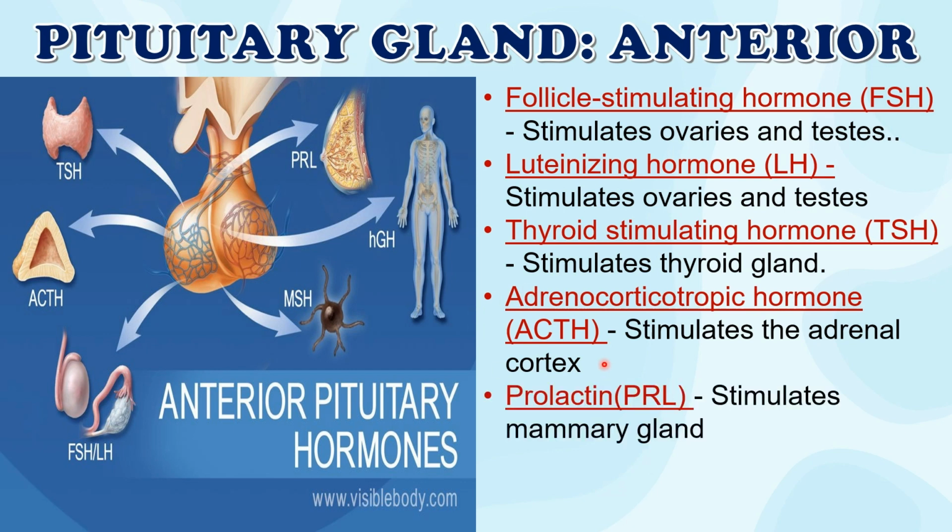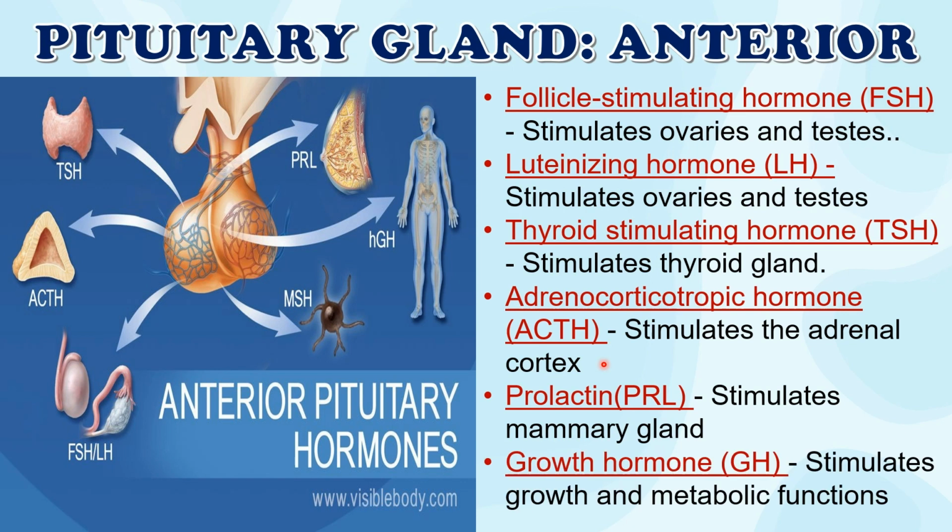So, the PRL is our prolactin. It stimulates the mammary gland, for mammals, under class Mammalia. Next, we have the growth hormone, or GH, that stimulates growth and metabolic functions. This includes cell regeneration and physical characteristics, from infancy to adulthood, as a person grows.